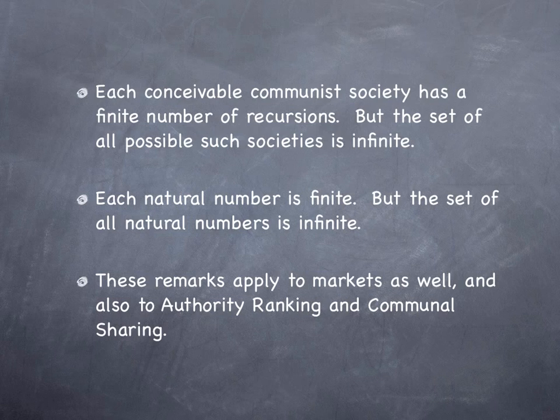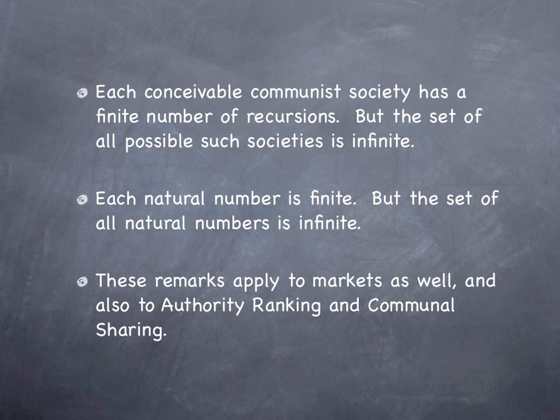For any conceivable council communist society, no matter how many levels there are in that society, one could always conceive or imagine another council communist society with an extra level. Okay? So the set of all possible communist societies is infinite, even though the structure of any given communist society is finite. And this is analogous to the natural numbers. Each natural number is finite. However, there is no greatest natural number. No matter how great a natural number is, there's another natural number that's one greater. I mean, that number plus one. Okay? Therefore, the set of all natural numbers is infinite.